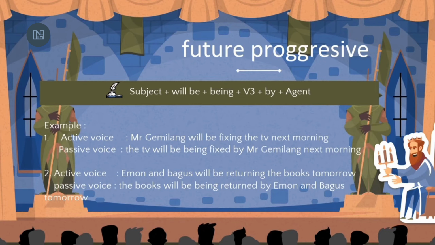You can change it into a passive voice. The TV as a subject, will be is a pattern, being is a pattern, fix is a verb 3, by plus Mr. Gemilang as an agent. Next morning is an adverb of time, that is optional. Now we can see in the passive voice sentence, we don't care about who will fix the TV, but we care about the TV will be fixed. Let's say the formula once again. Subject plus will be plus being plus verb 3 plus by plus agent.